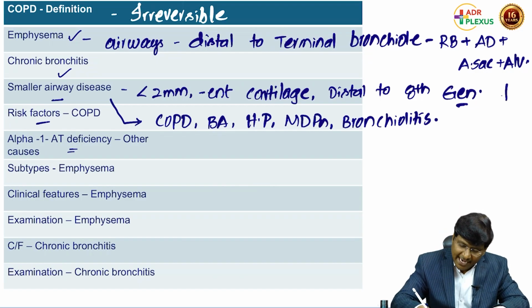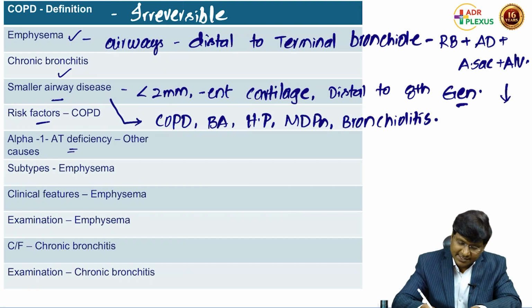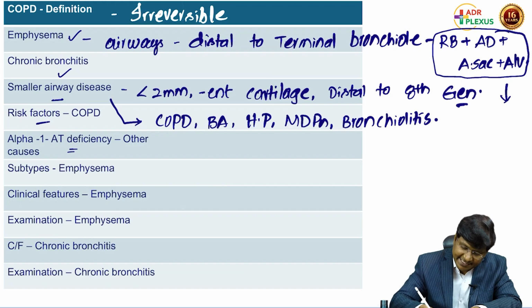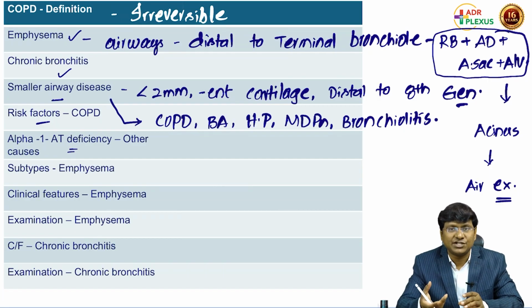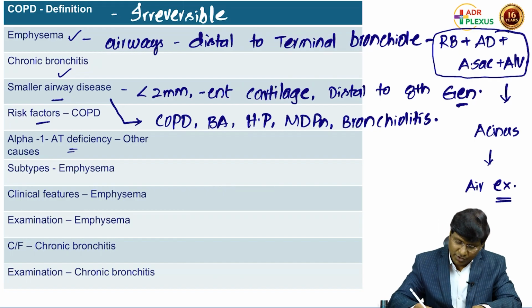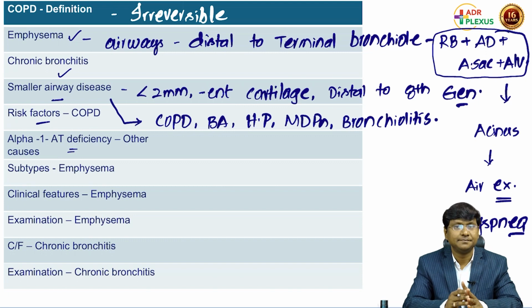Now, this entire structure, the respiratory bronchiole, alveolar duct, alveolar sac, and alveoli, is called the acinus. And this particular acinus is mainly required for the air exchange. Now, because the air exchange or gaseous exchange unit is affected, these patients will not have adequate gaseous exchange, and that will result in the development of dyspnea. So the very important clinical manifestation in these patients will be the development of the dyspnea, right?